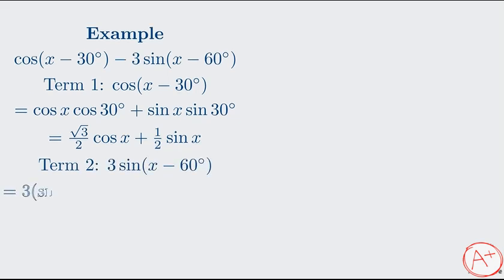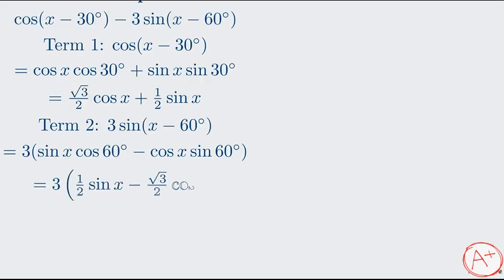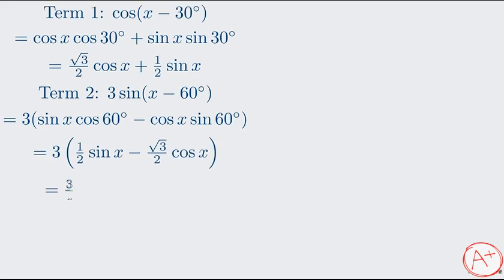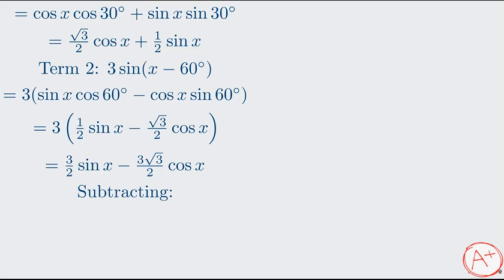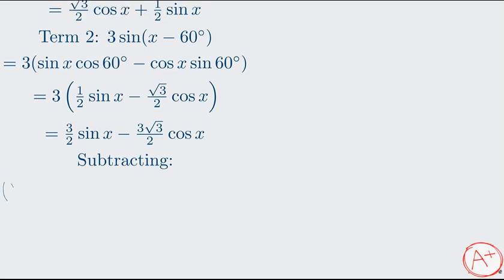3 times sine x cosine 60 minus cosine x sine 60, which is 3 times 1/2 sine x minus root 3 over 2 cosine x. This gives 3 over 2 sine x minus 3 root 3 over 2 cosine x. Now we subtract term 2 from term 1. We subtract the second result from the first result.